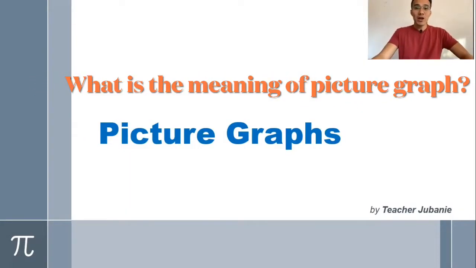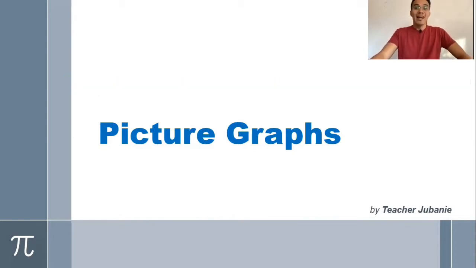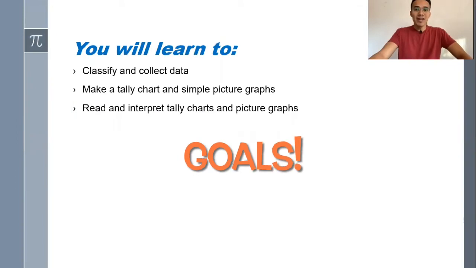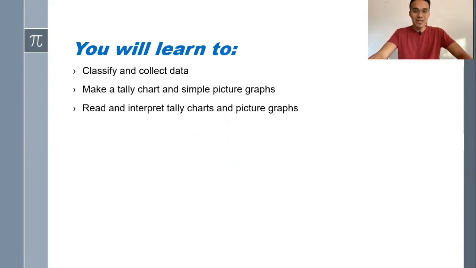Before we answer the question, what is the meaning of picture graph? Let me state first our goals after watching this video. Are you ready now? Our first goal is, after watching this video, you are expected to be able to classify and collect data, make a tally chart and simple picture graphs, and read and interpret tally charts and picture graphs.